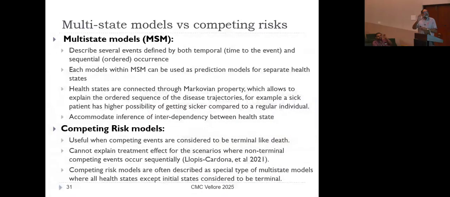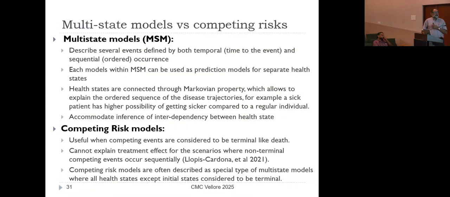So you're going to have the exercise on competing risk, but first, multi-state models versus competing risk. The multi-state models describe several events defined by the time to event and the sequential ordered occurrence. So they need to be getting progressively worse, for example. And so they can be used as prediction models for separate health states. And there's that Markovian property that the health states are connected to. So you explain the ordered sequence of the disease trajectories and accommodate interdependency between health states.